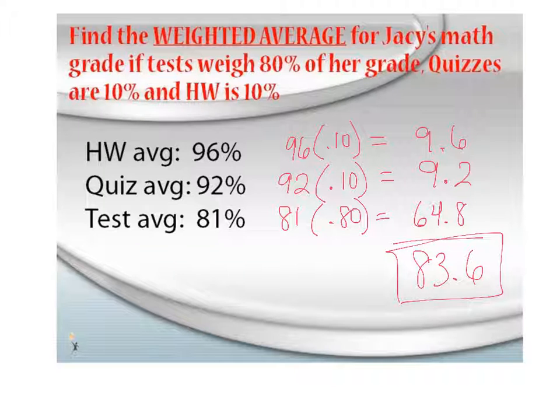Even though it looks like she's doing amazing here, because her test average is kind of low, it's definitely dragging her down to the lower B range rather than in these A's that she had up here. By multiplying by the percent, we are allowing for that weighting to happen. So that's a different type of statistic.